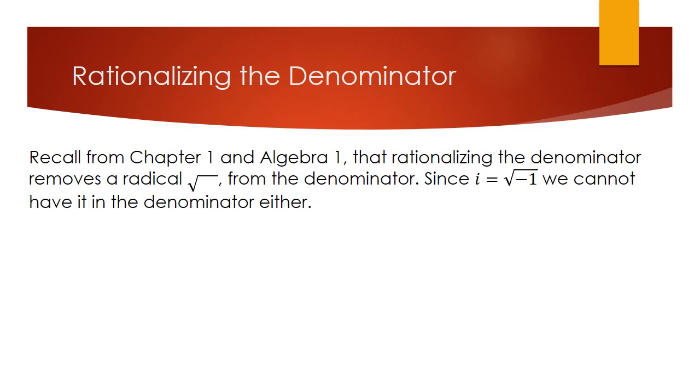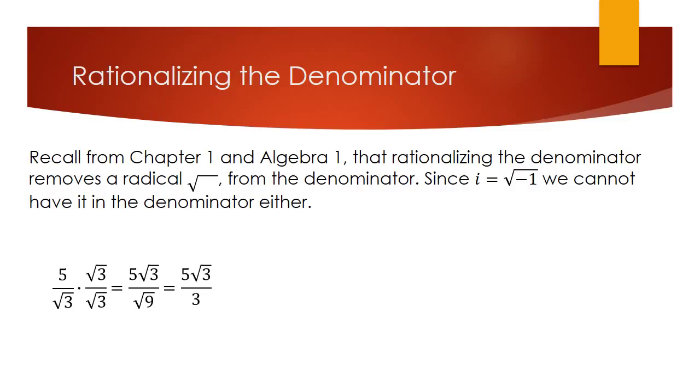All right, rationalize the denominator. Recall from chapter 1 in Algebra 1 as well. Old stuff coming back. Rationalizing the denominator removes a radical, so the square root sign, from the denominator. Now we know that i is the same as the square root of -1, so we cannot have it in the denominator. So we need to work on getting rid of it. For example, 5 over the square root of 3. To rationalize the denominator, we multiplied it by the square root of 3 over the square root of 3. That gave us 5 square root of 3 over the square root of 9. Square root of 9 simplified to 3.